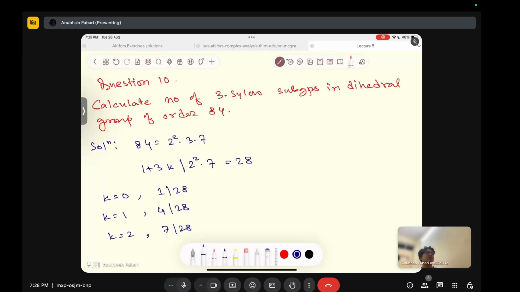Okay, let's see. The answer is 1. It is a unique Sylow subgroup, but I don't know how. Okay, let me think.